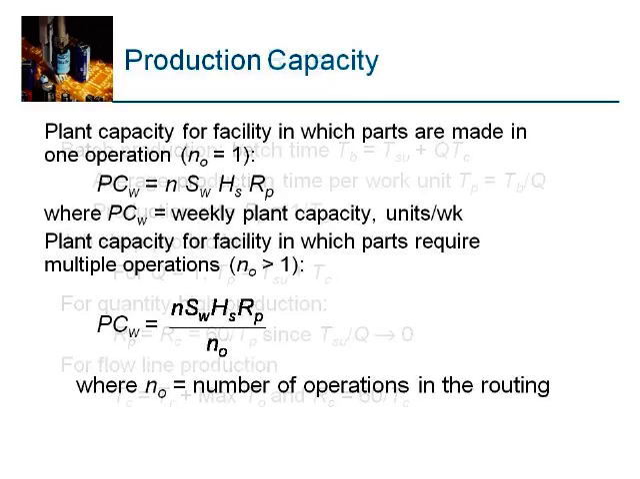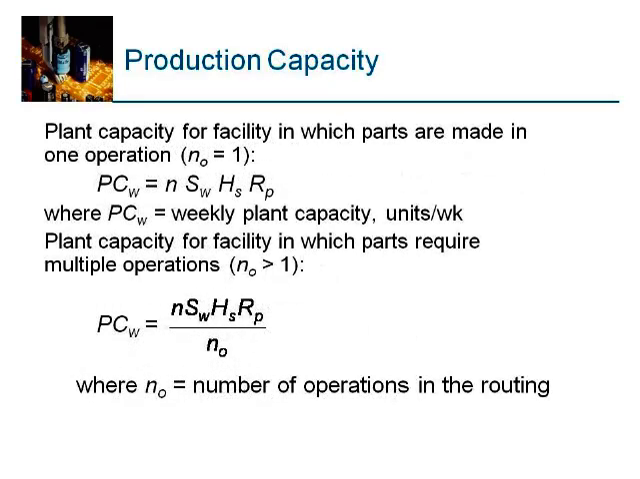Production capacity, or plant capacity, for a facility in which parts are made in one operation. Let us say NO is equal to 1. PCW is N into SW into HS into RP. SW into HS is the total number of shifts per week and hours in each shift. So total number of hours in each week multiplied by production rate multiplied by so many number of facilities gives you the plant capacity, PCW.